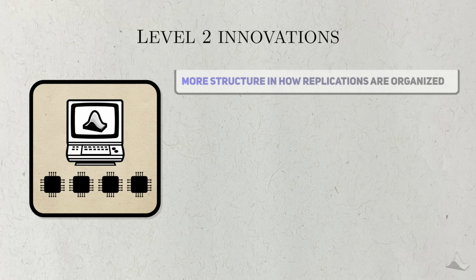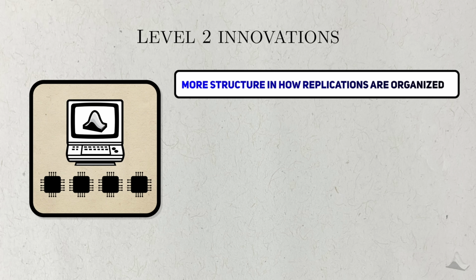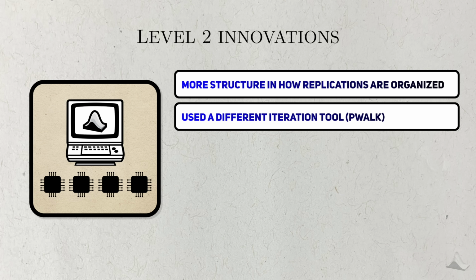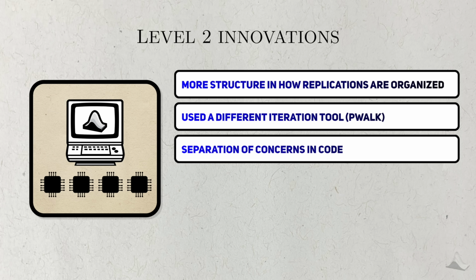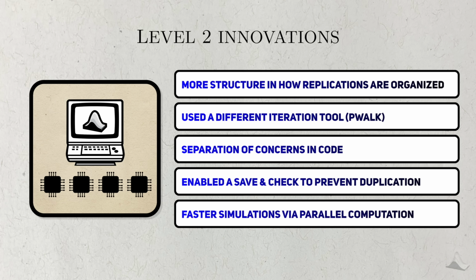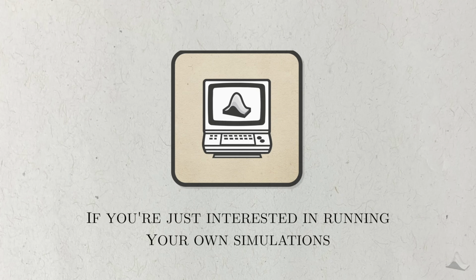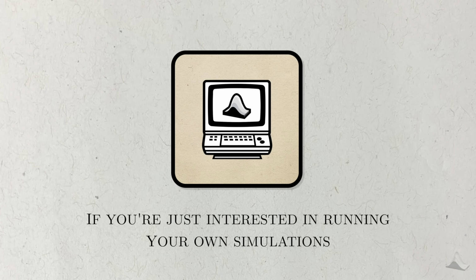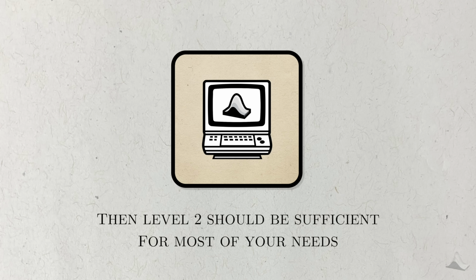To summarize, we created a tibble to keep track of all the replications, we switched our iteration mechanism to pwalk to prevent crashes in RStudio, and to organize our simulating code into its own function. We added a saving and checking feature, and we incorporated parallel computing to make our simulations much faster. If you're just interested in making your own simulation studies, then I think that level 2 will be enough for most of you to explore your own curiosity.